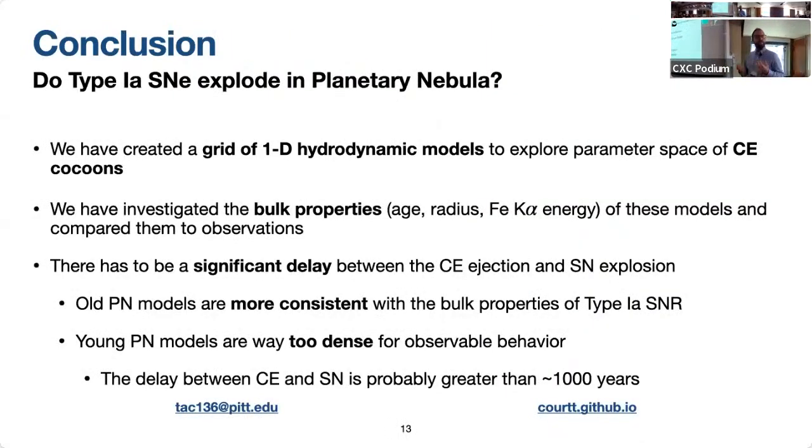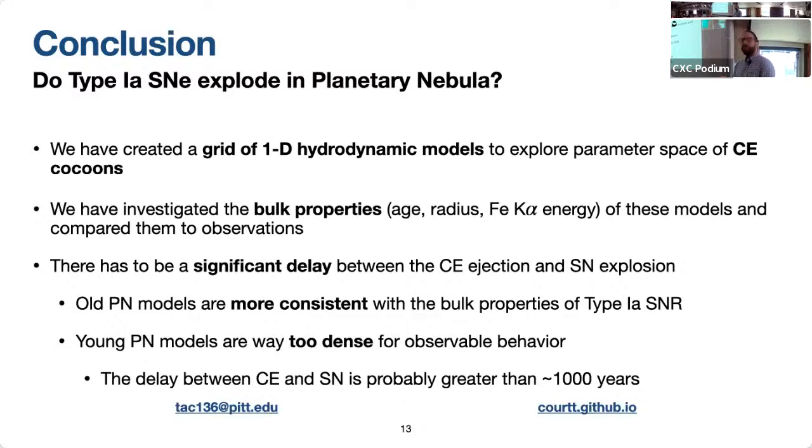So ultimately, do type 1A supernovae explode in planetary nebula? To answer that question, we created a grid of 1D hydrodynamic models to explore this parameter space of common envelope cocoons using a young and an old planetary nebula. We've investigated the bulk properties, meaning the age, the radius, and the iron K alpha centroid energy of these models, and we compare them to the observations.